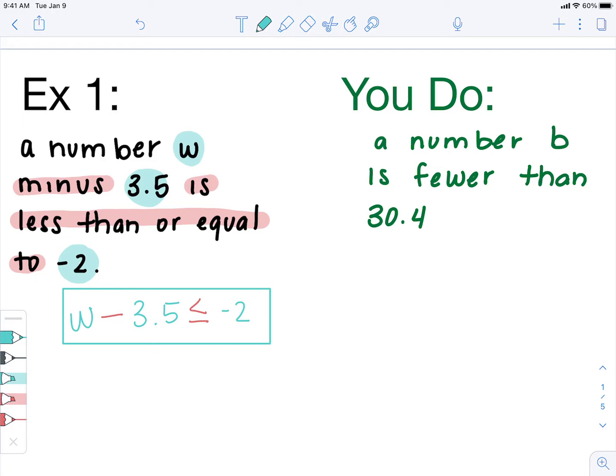A number B is fewer than 30.4. Good thing I have that chart that tells me what all those key phrases mean, which symbol I should use for those key phrases. So when I read this, I see a number B. All right, so I'm going to change that to a B. Is fewer than. Which symbol is fewer than? Alligator that makes an L. Yeah, it's our less than sign, right? Faces away. Less than. And then all that's left is the 30.4, right?